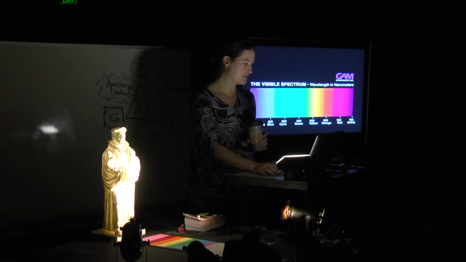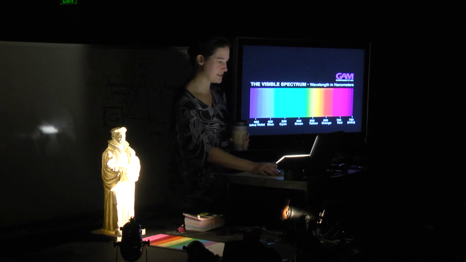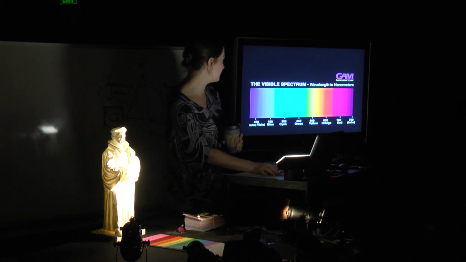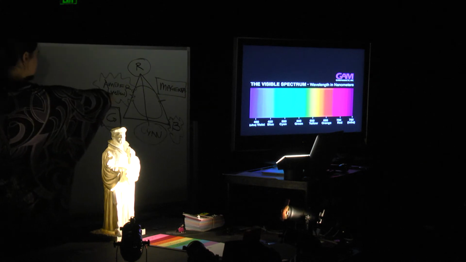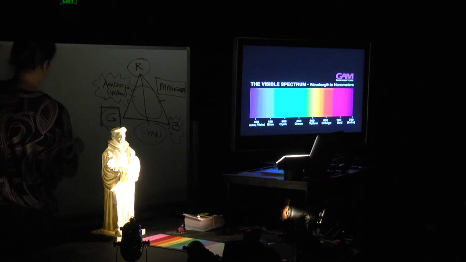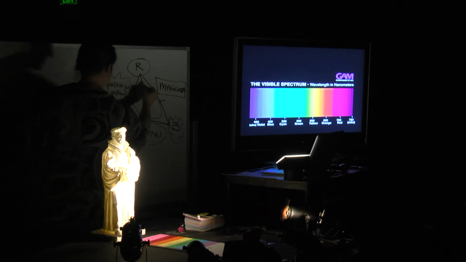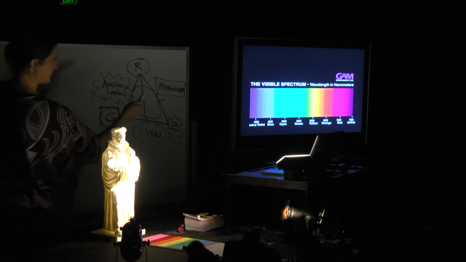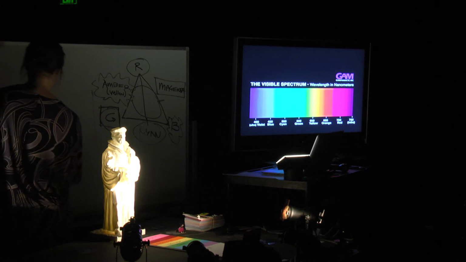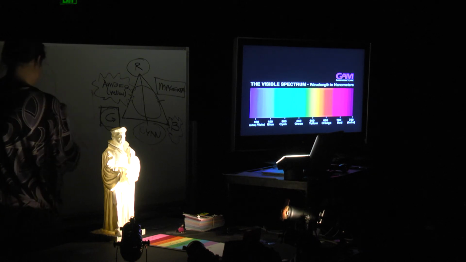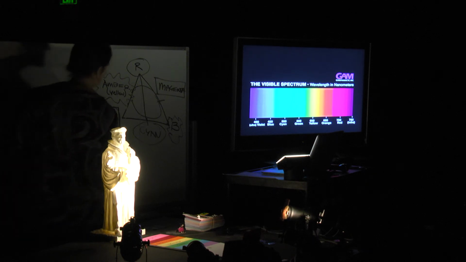So again, here's the visible spectrum. This has to do with the actual wavelength, the size of the sine wave. If it's real big, I think it's red. And if it's real small, then it's violet. But that's super science.